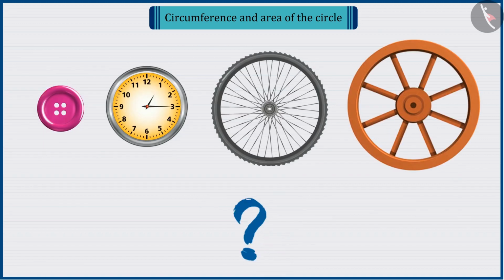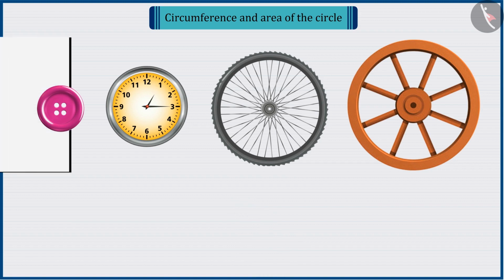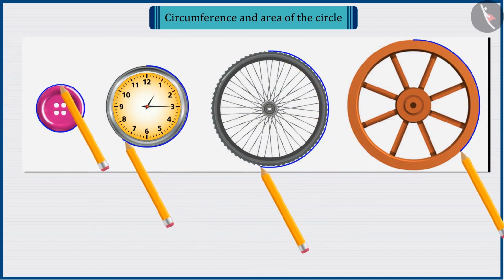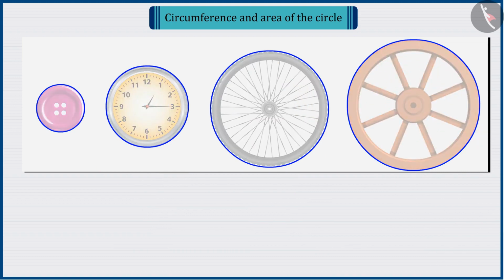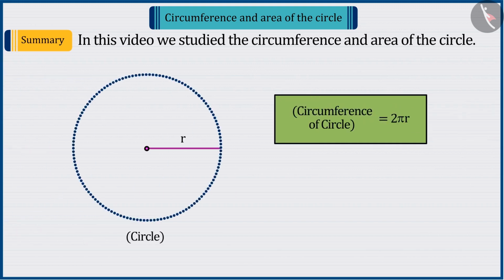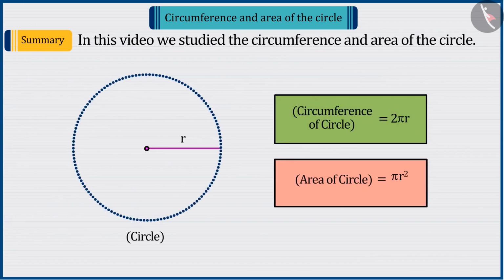Can you draw these circular objects around you and find their area? If we trace these objects on a paper, we can easily find their areas. In this video, we studied about the circumference and area of the circle. In the next video, we will see some interesting examples based on this.